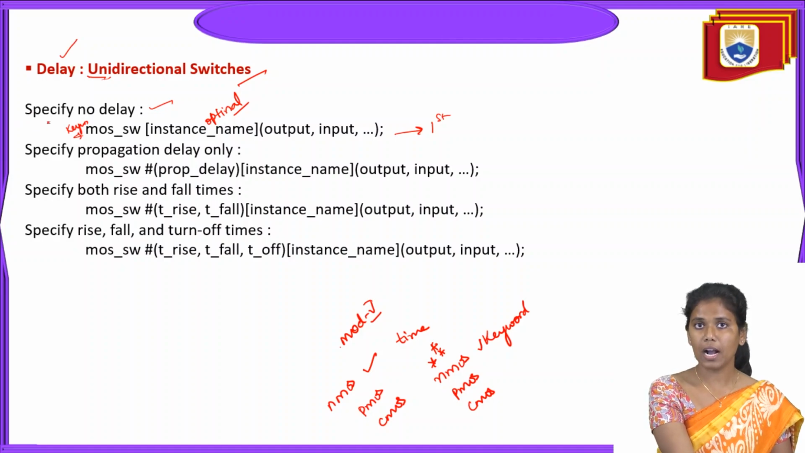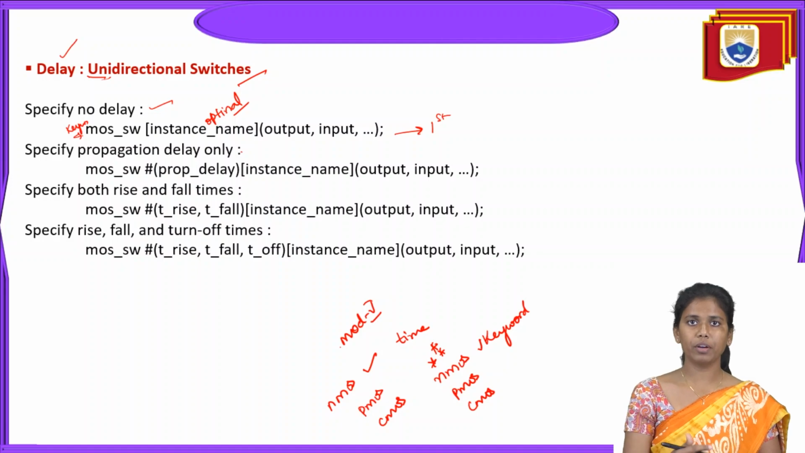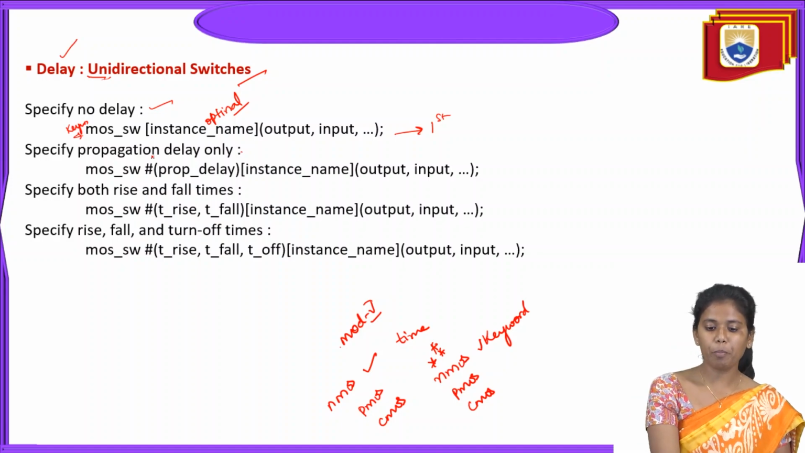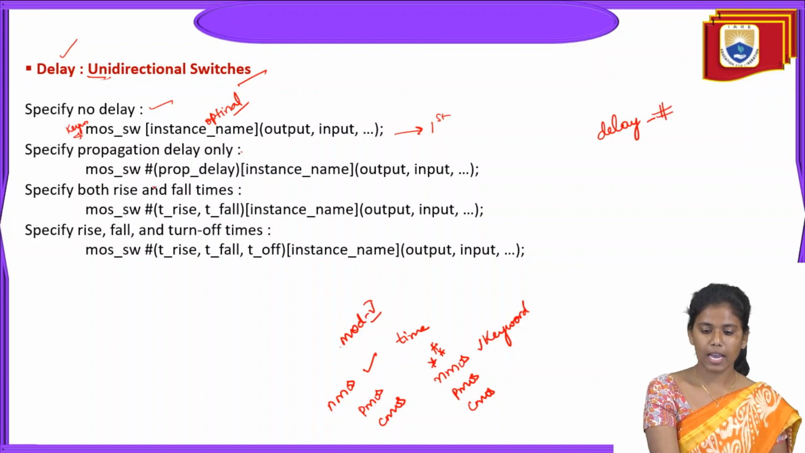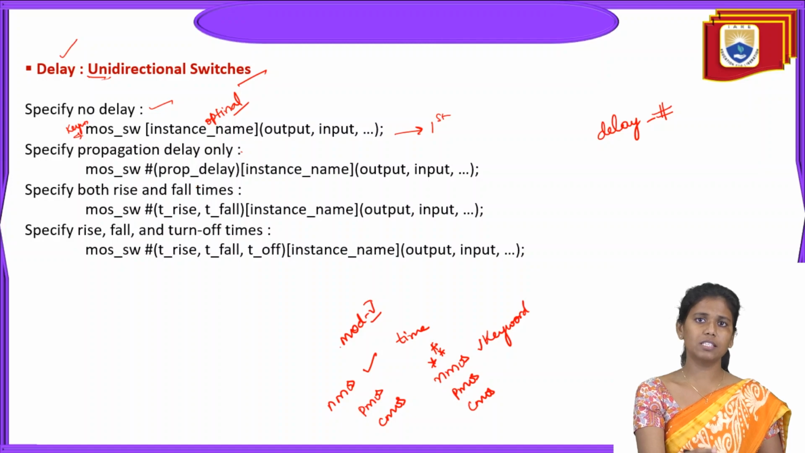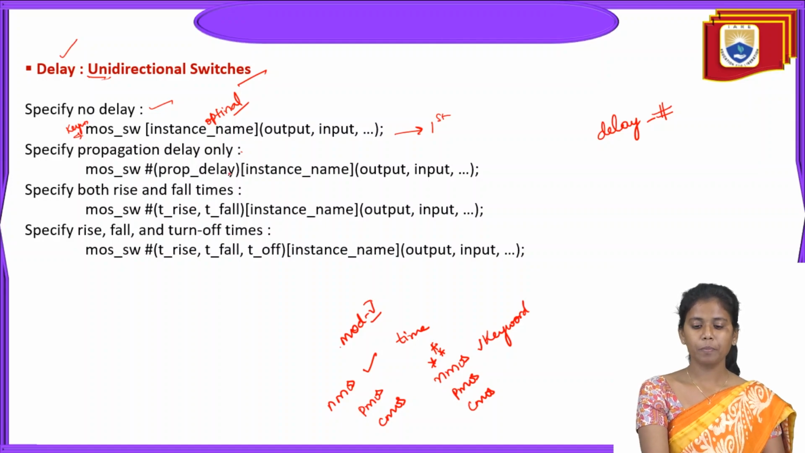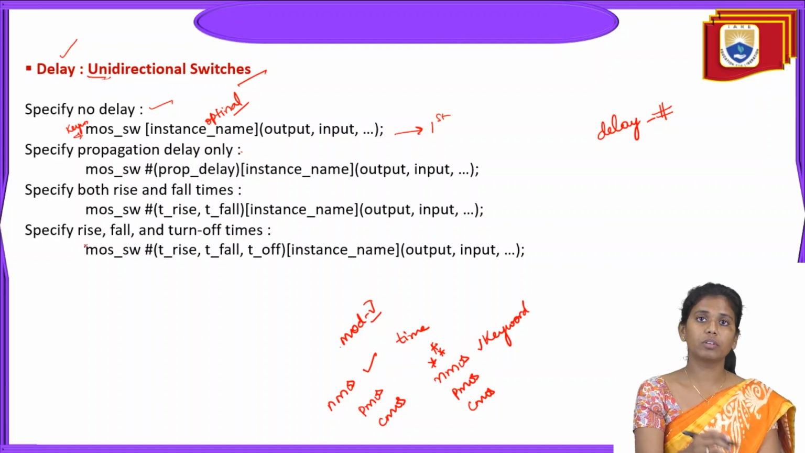So that's the reason our heading is specify no delay, and then goes with specify propagation delay only. In the second statement, we are specifying the propagation delay. How are we specifying it? Delays are instantiated with respect to the hash, so MOS switch hash propagation delay. This is nothing but the instance name. Whether you represent this instance name doesn't matter, as I said, it's optional. So propagation delay, then instance name, input, output. Then specify both rise and fall times.